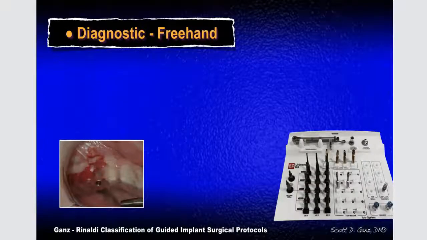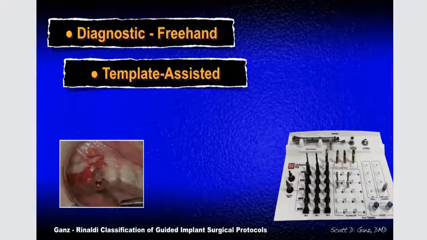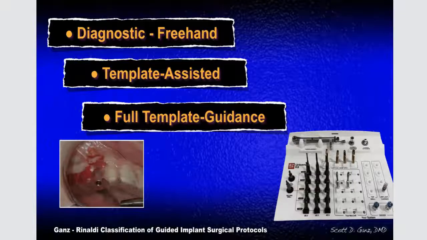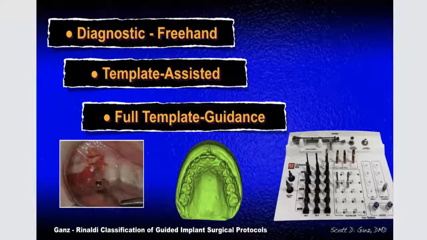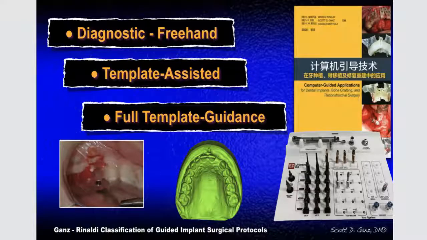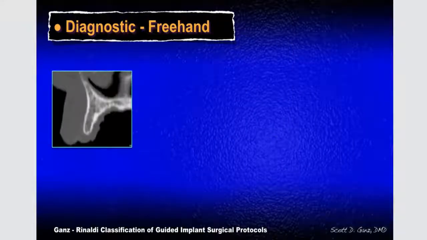So we divide the world of Cone Beam CT diagnosis and treatment planning and guided surgery into 3 distinct methods. The first one is diagnostic freehand, template assisted, and then full template guidance, and this can be found in our textbook, The Ganz Rinaldi Classification of Guided Implant Surgical Protocols, which is available now also in Chinese. I'm not sure that we have anyone from China here on the webinar tonight, but if you're there, I hope it translates well, because I can't read Chinese.